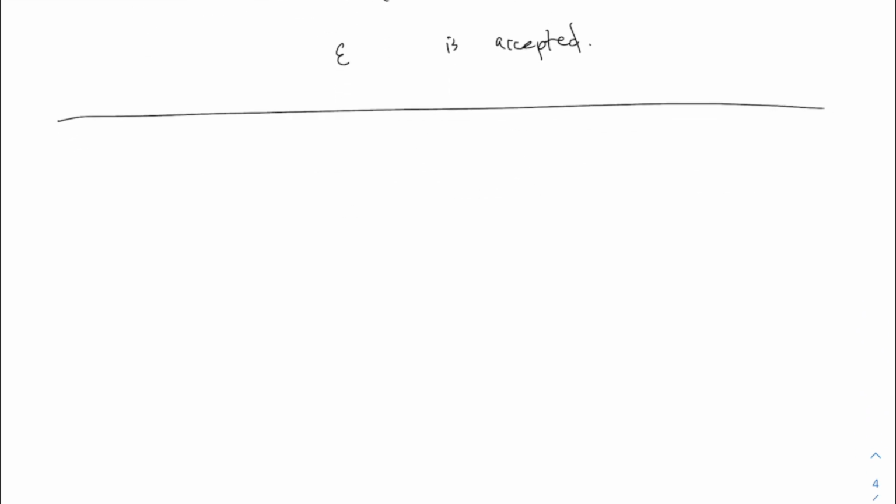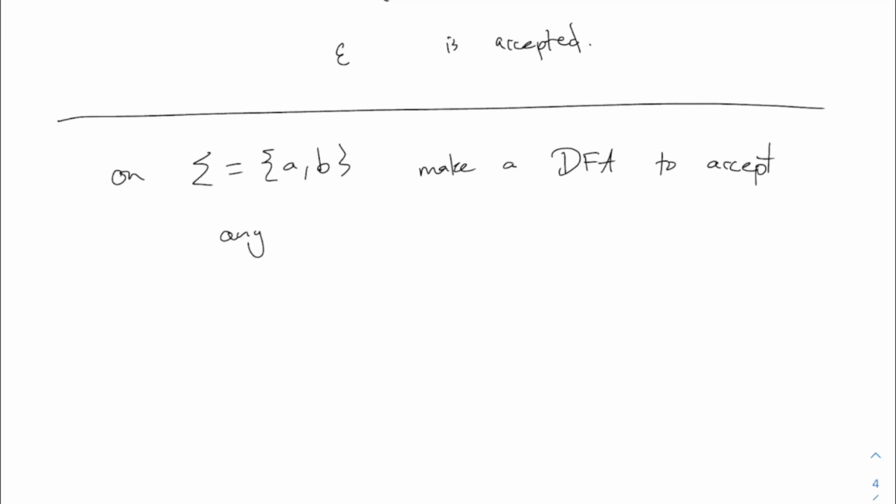How about this? Here's a new example on this alphabet, A's and B's. Make a DFA to accept any string with no B's. All right. So this is going to be a DFA which, if it's all A's, it should be accepted. If it has any B's anywhere, it should be rejected. All right.